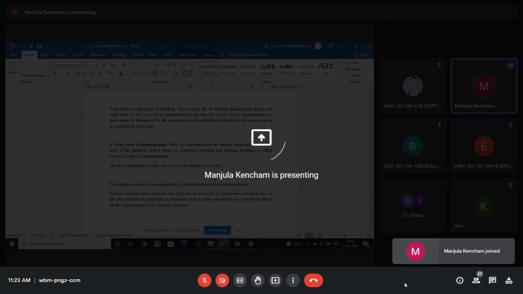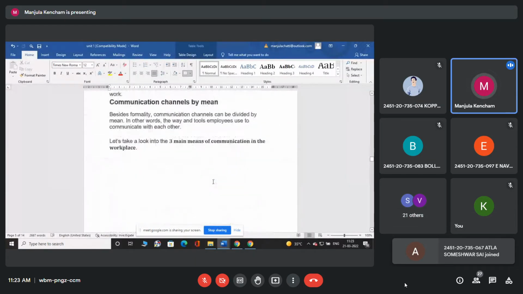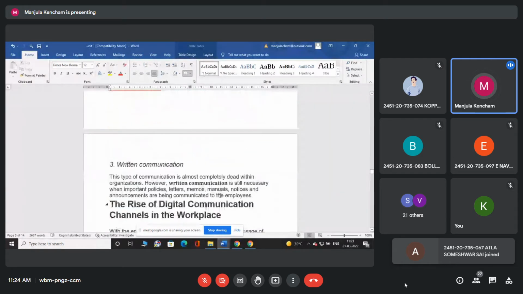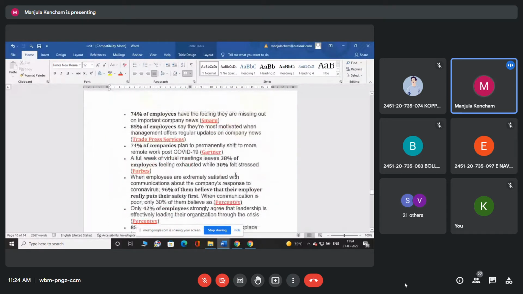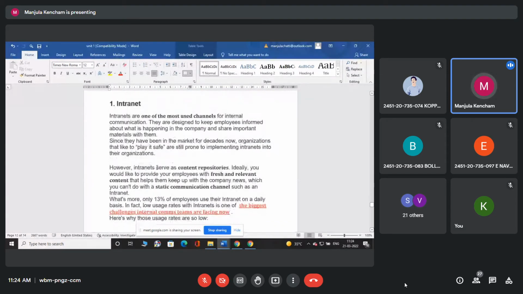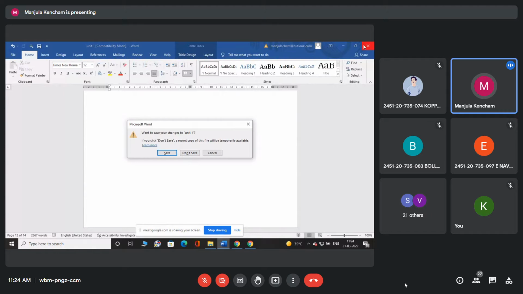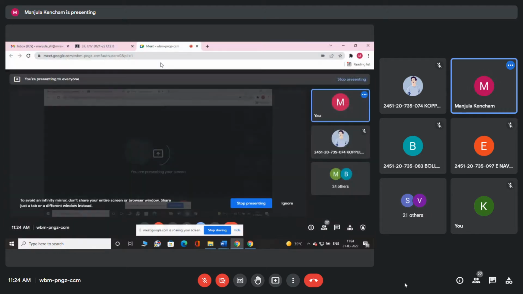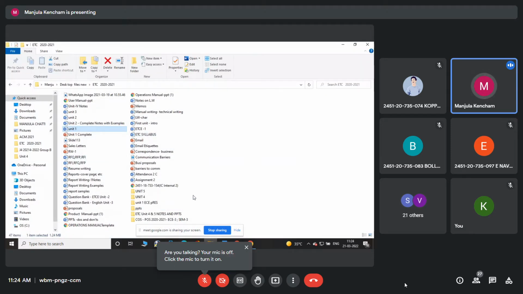So this is all about the first unit. Apart from that, you also have something called the barriers to communication. I have shared earlier with you some notes related to it. I don't think I have included it in this particular document. Anyway, just a minute. I'll share with you that part of the notes, barriers to communication.